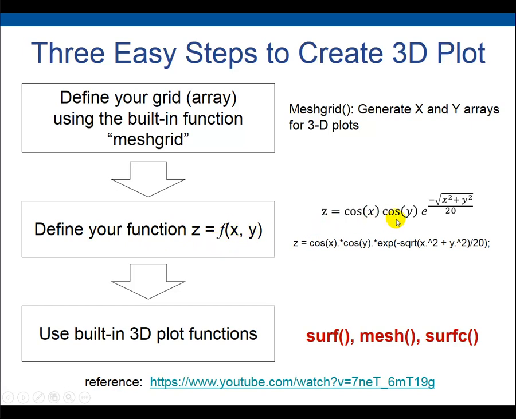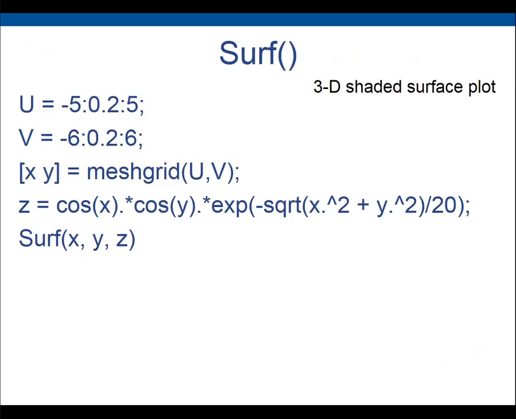So here we have a function of x and y. We can convert it as a MATLAB code. Z equals cosine x dot times cosine y dot times exponential minus square root, things like that. We can express this number here, and use a built-in 3D plot function. There are a number of functions, but usually we can use these 3: surface function, mesh function, and surface contour function.